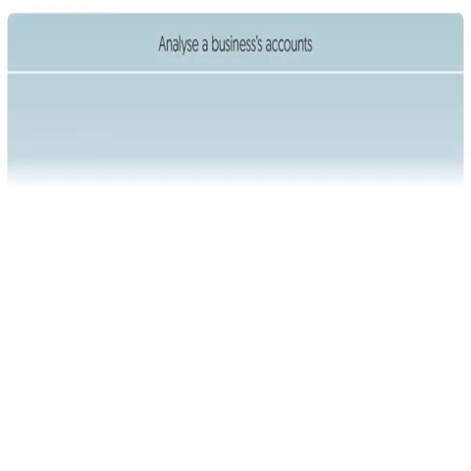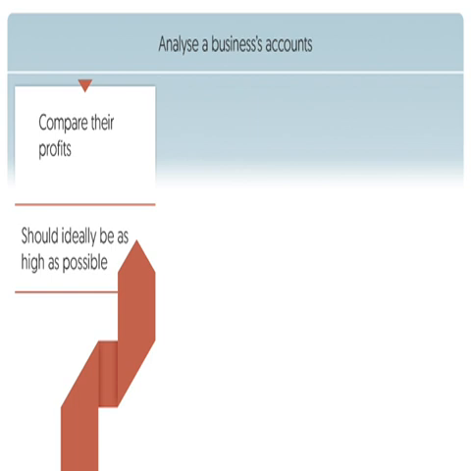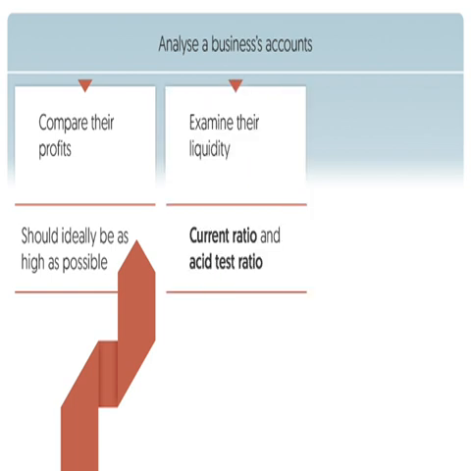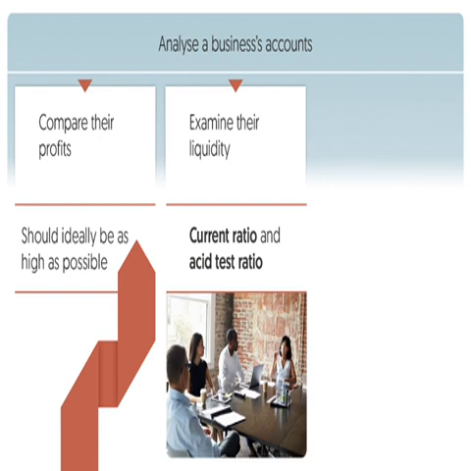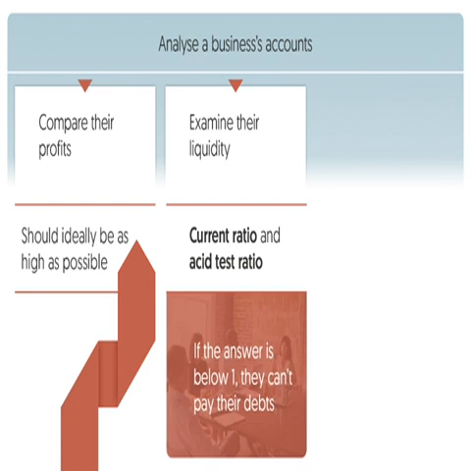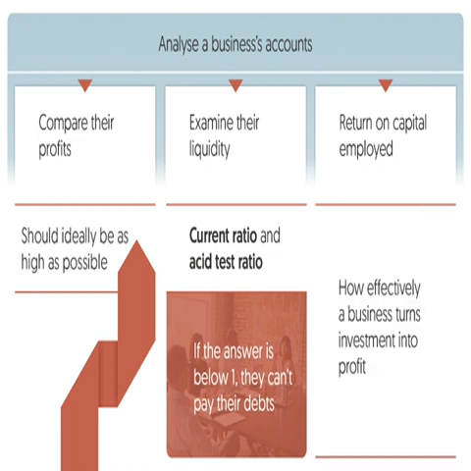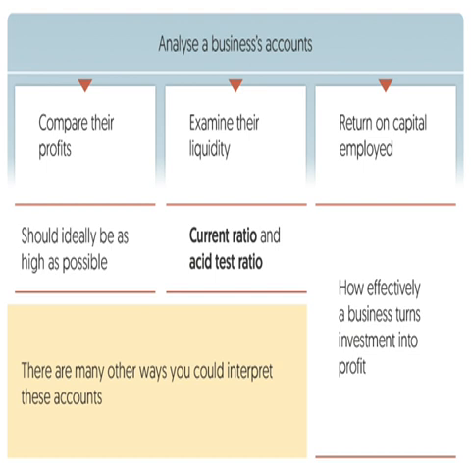So to analyze a business's accounts, you could compare their profits, which should ideally be as high as possible. You could examine their liquidity, which is the current ratio and acid test ratio, where you see if they have enough day-to-day cash to function. Remember, if the answer is below 1, they can't pay their debts. Many investors look at the return on capital employed, which is a measure of how effectively a business turns investment into profit. Beyond this, there are many other ways you could interpret these accounts.